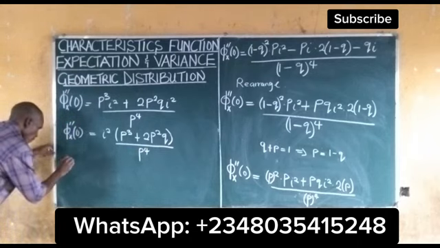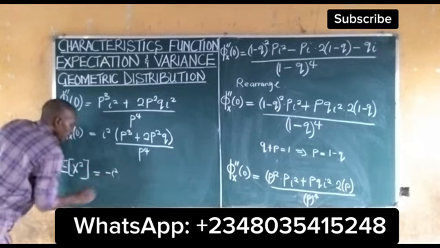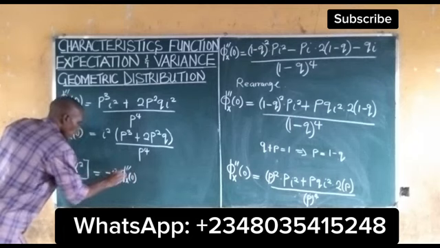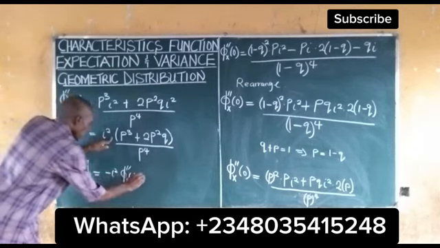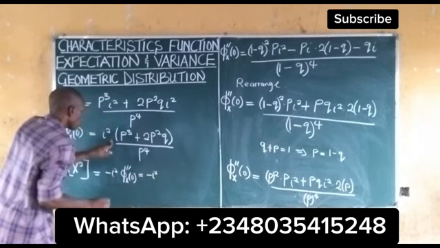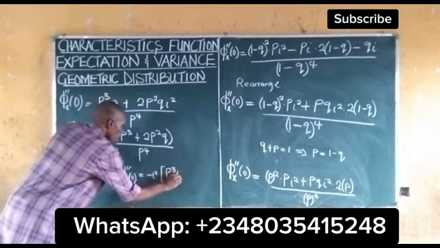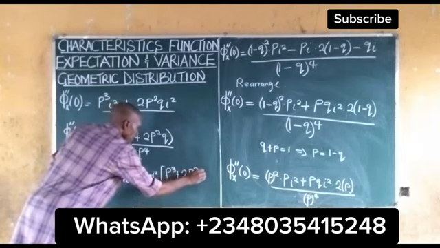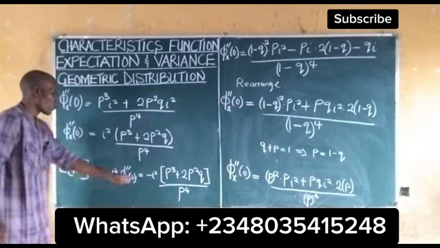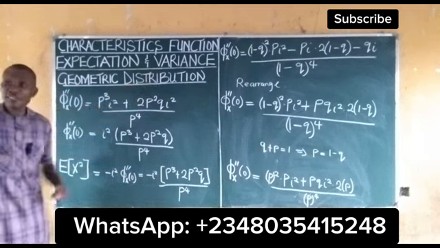Of course, our expected value of x squared, which is equal to negative i squared, characteristic function at t equal to 0, we can now write this to be negative i squared into, nothing has changed, we have p3 plus 2p squared q all over p4. So we have to resolve this. We still move over to the other side of the board.